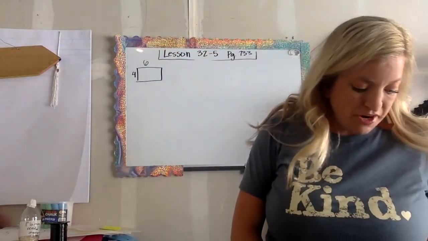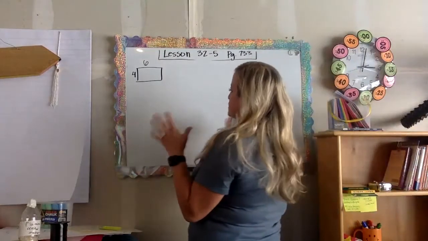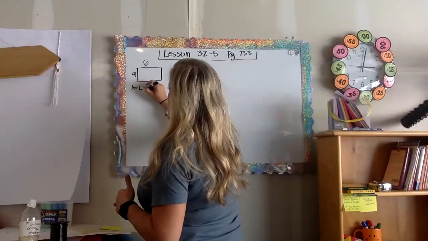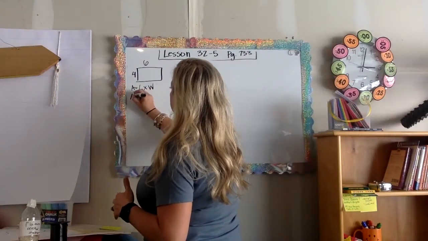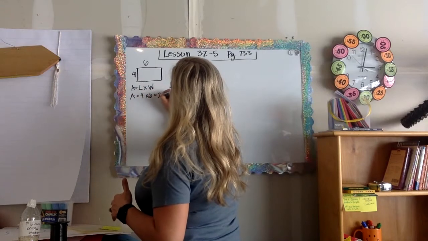Find the perimeter and area of rectangle A. First things first, I'm going to do the area because it's easier. Area equals length times width. So area equals 4 times 6, which equals 24.